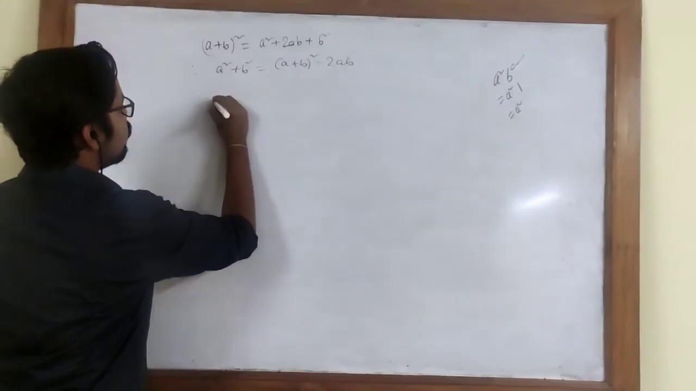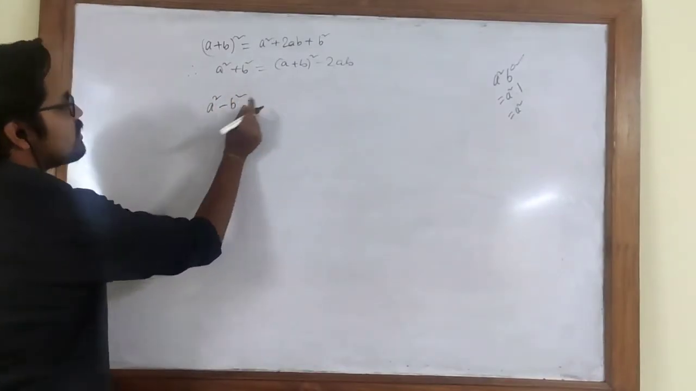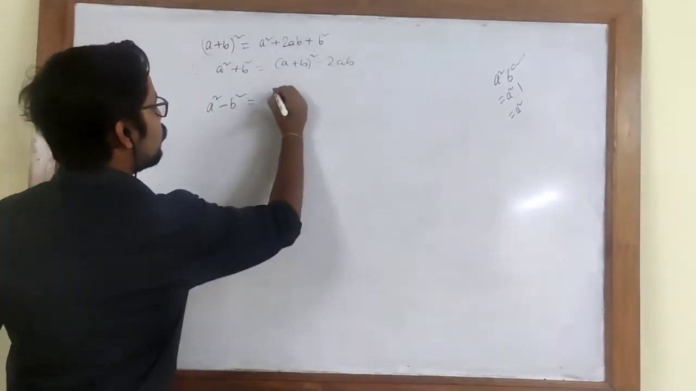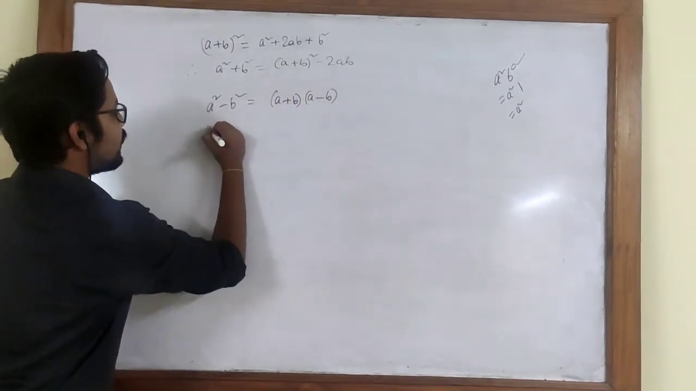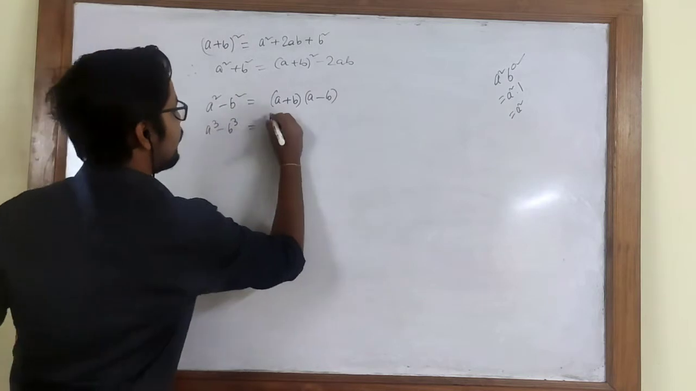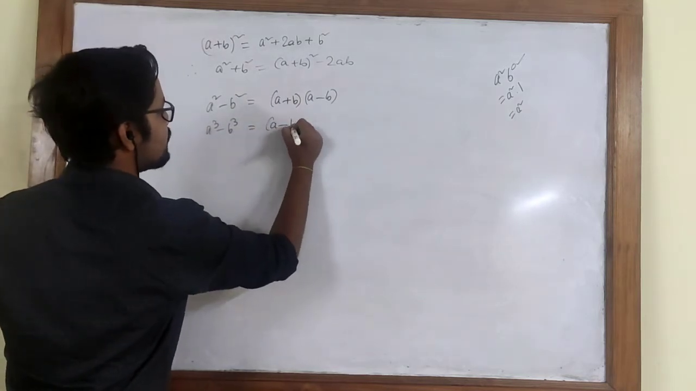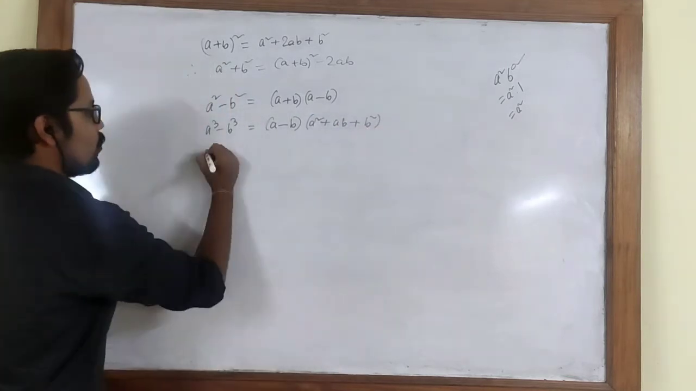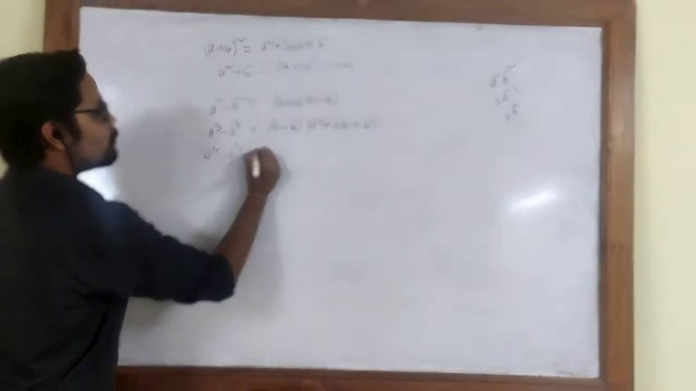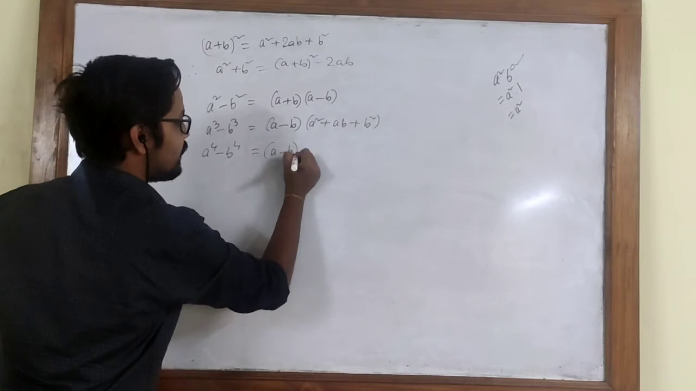Just for example, a square minus b square. What is the formula of a square minus b square? You all know it is (a plus b) into (a minus b). What is a cube minus b cube? It is (a minus b) into (a square plus ab plus b square). What is a to the power 4 minus b to the power 4? It is (a minus b).